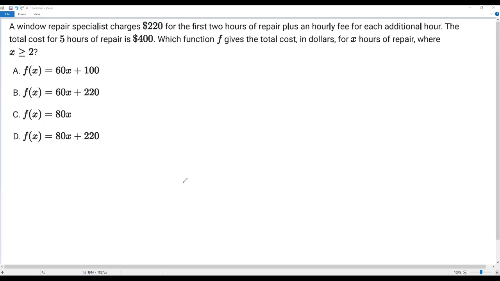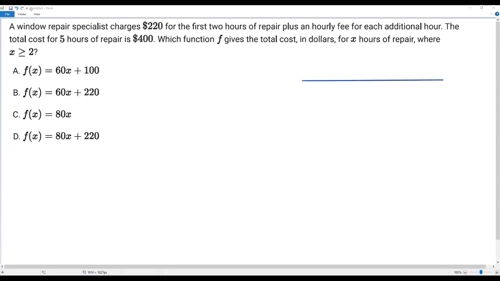Which function f gives the total cost in dollars for x hours of repair, where x is greater than or equal to 2? Okay, so x represents the total number of hours of repairing the windows, and f of x gives the total cost. Now let me make a small diagram to understand this problem much better.